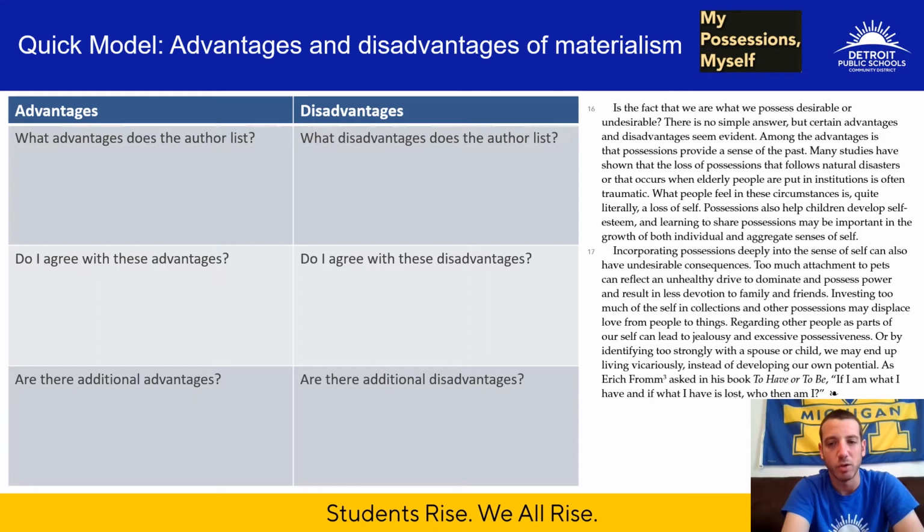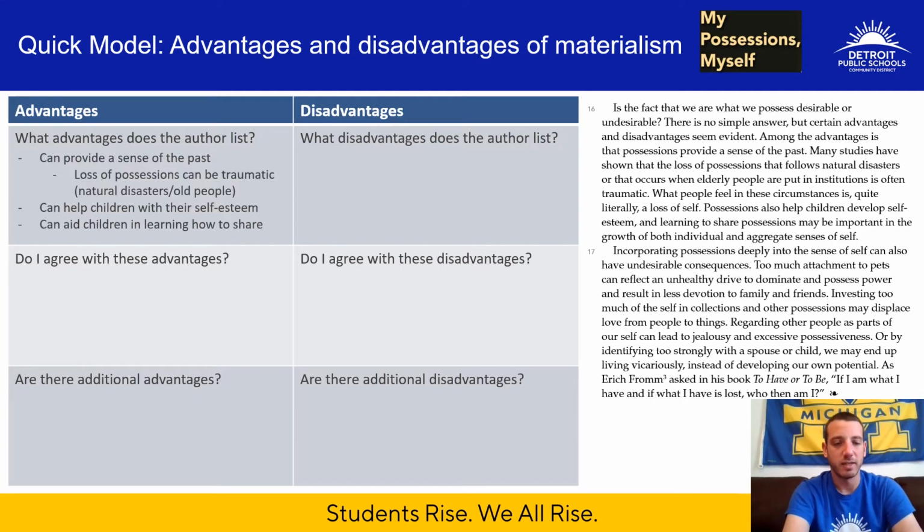Or by identifying too strongly with a spouse or child, we may end up living vicariously instead of developing our own potential. As Erich Fromm asked in his book, To Have or to Be, if I am what I have, and if what I have is lost, who then am I? Wow, two good paragraphs. Let's start with identifying the advantages and disadvantages that the author lists.